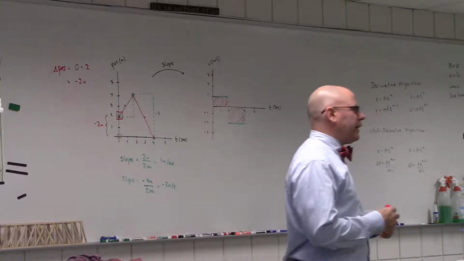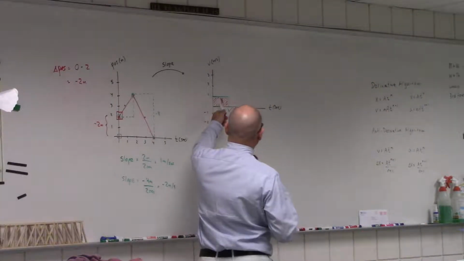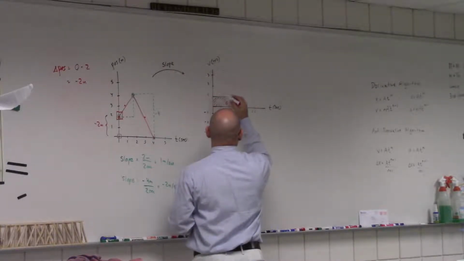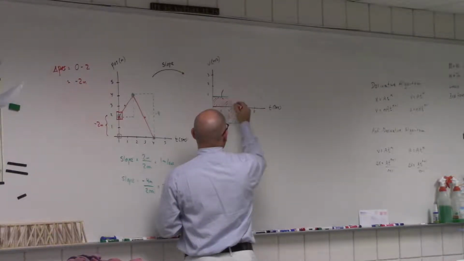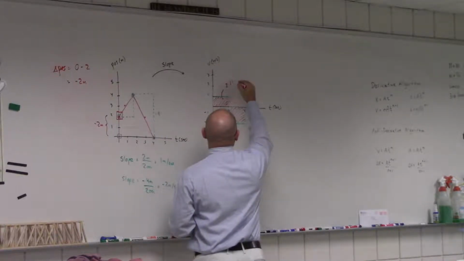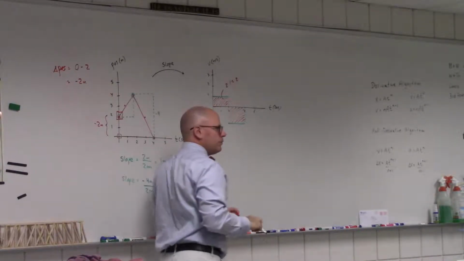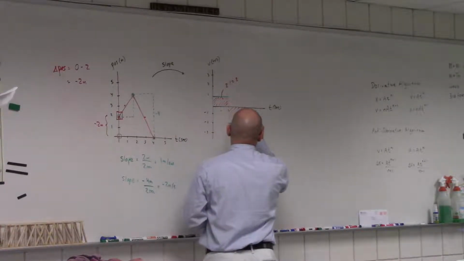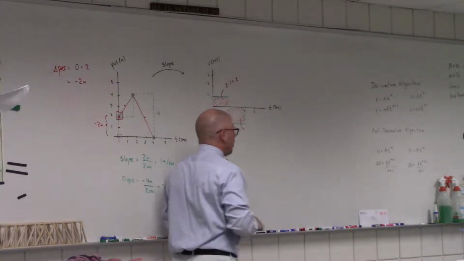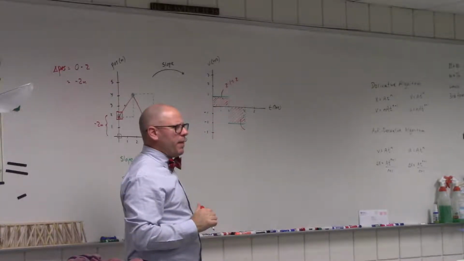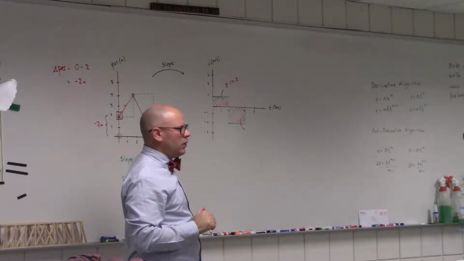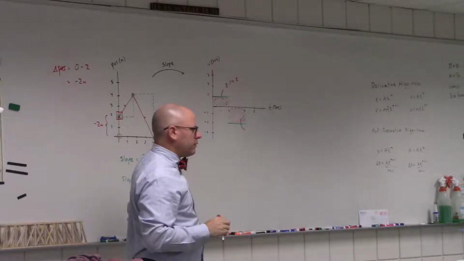So let's try to calculate these areas then. Let's look at this top area here. What's the area of this box right here? It's 2 times 1, that equals 2. But what is the area of this box down here? It's not super obvious. What do you think the area of this box down here is?